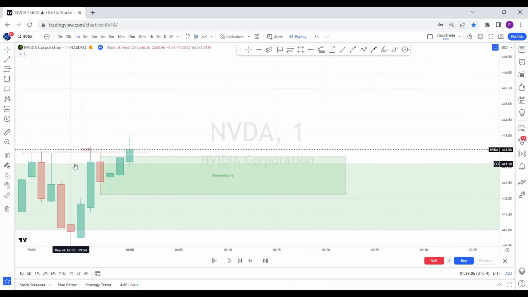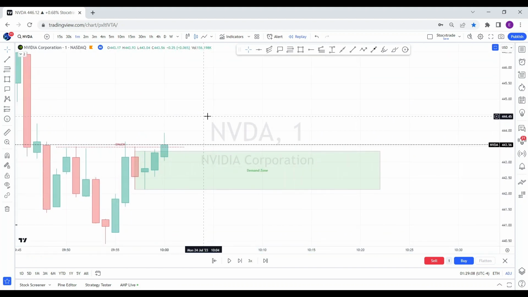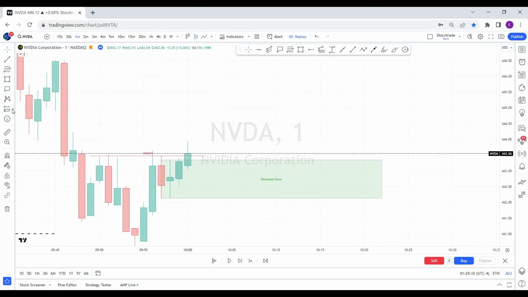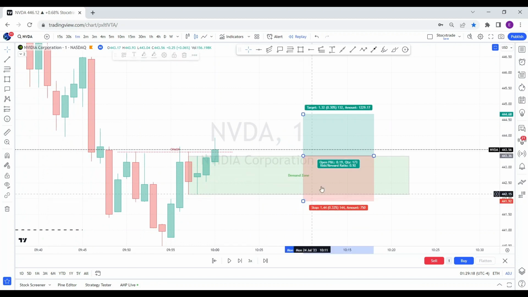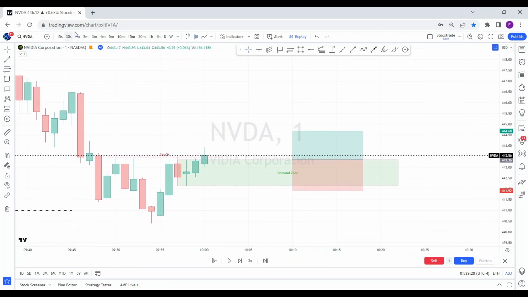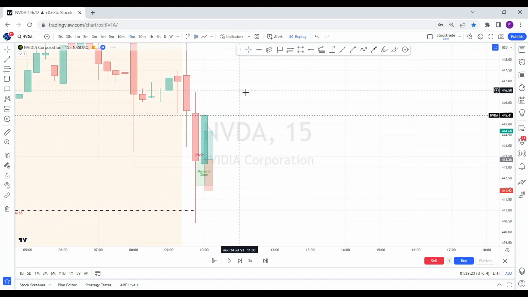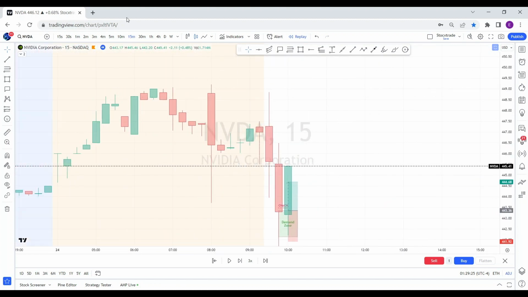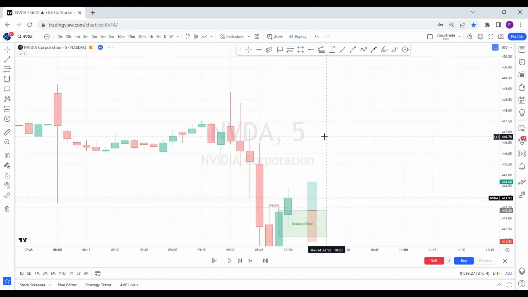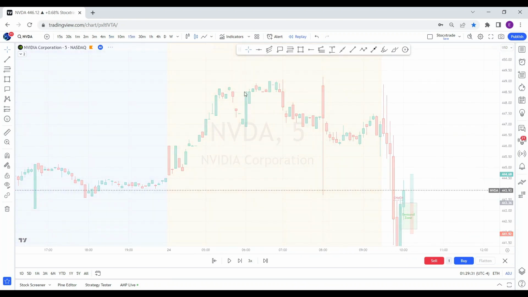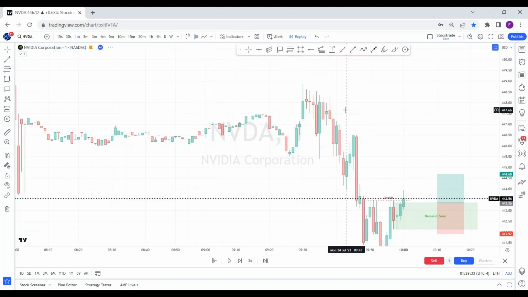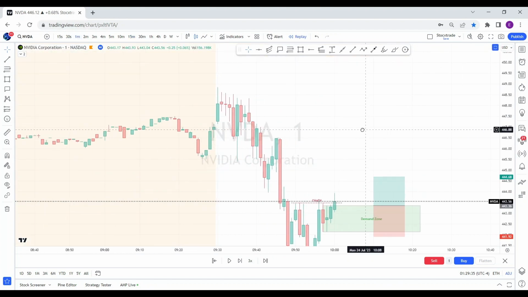So for the clarity, I'm just moving this backside. Your entry will be from this level, you will go long from here, your stop loss will be below the demand zone, and for your exit, you can see where the swing is. So the swing is there on 5 minutes. Let me mark the swing level. So your major swing is here.